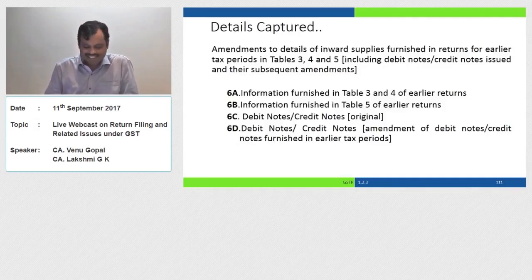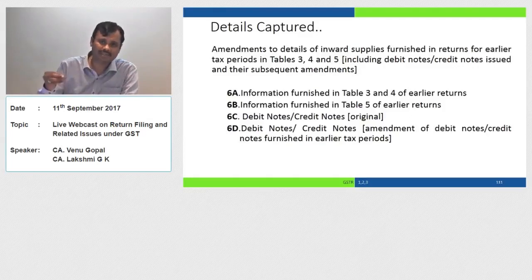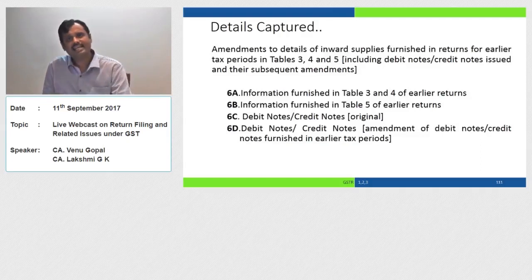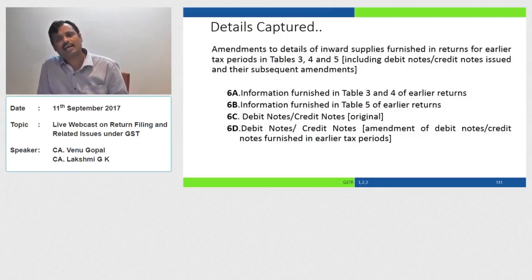So table 6 has 3 subtables. So 6A, where the supplies other than import of goods received from SEZ, you will be making corrections. 6B is where the supplies by way of goods received from SEZ, you will be making corrections. 6C, you are reporting your debit notes and credit notes. 6D, you are making corrections to whatever the earlier reported credit notes and debit notes.